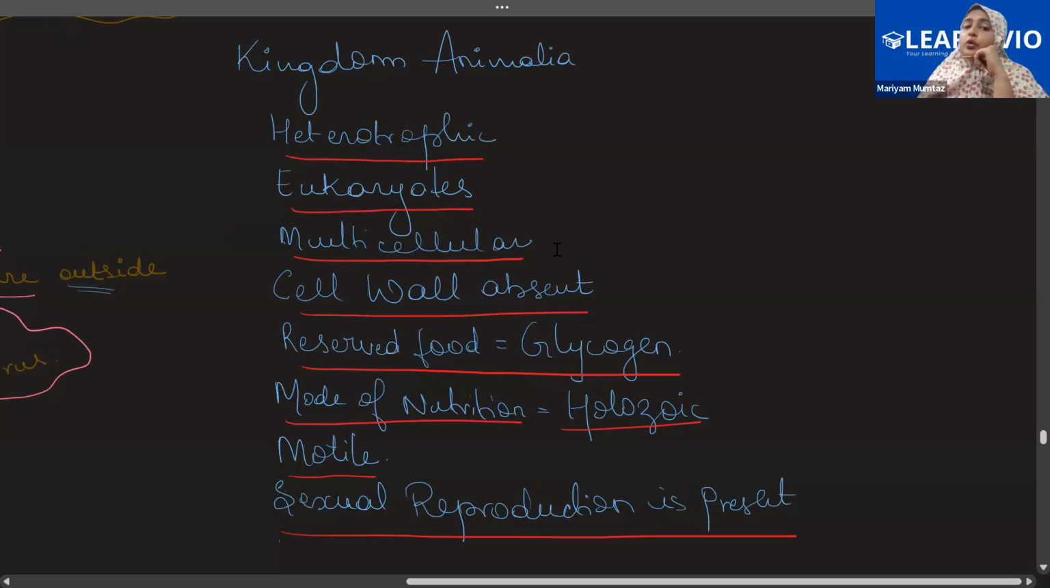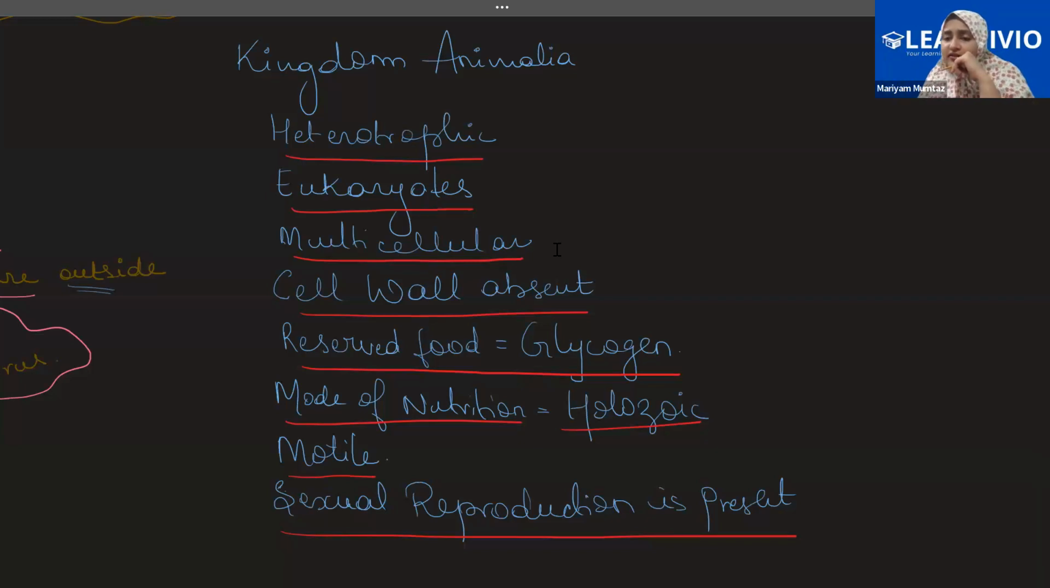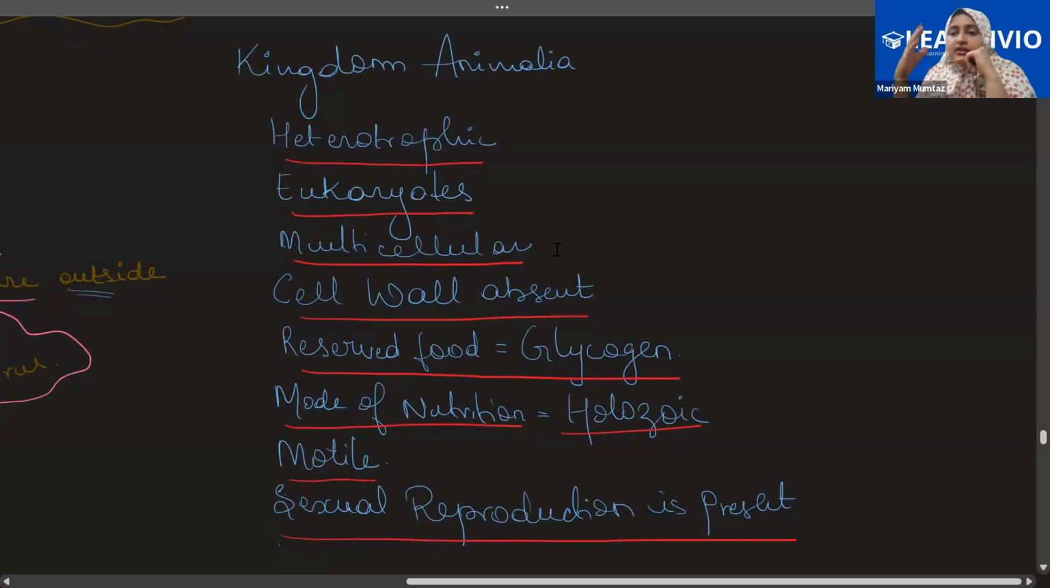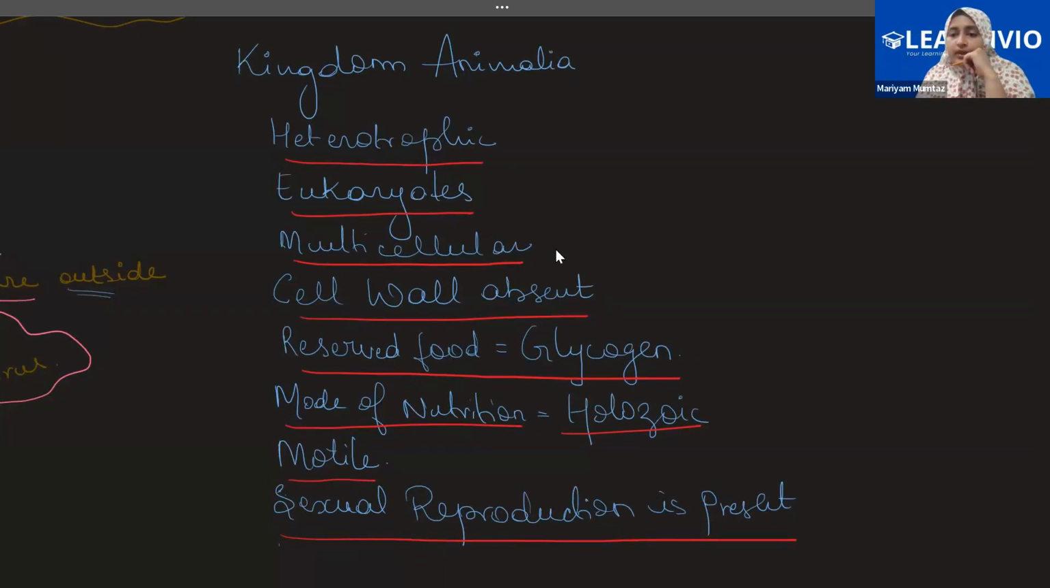Now, furthermore, kingdom Animalia has been classified into many phyla. Phylum Porifera, Cnidaria. Again, we'll talk about each of those when we talk about the chapter. Okay, so first you note this down, and then you note the kingdom Plantae.